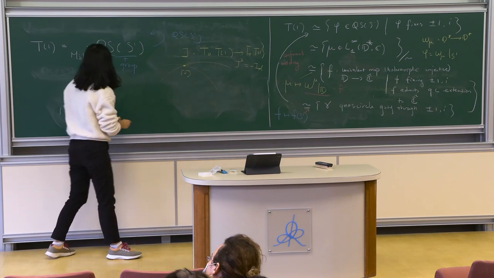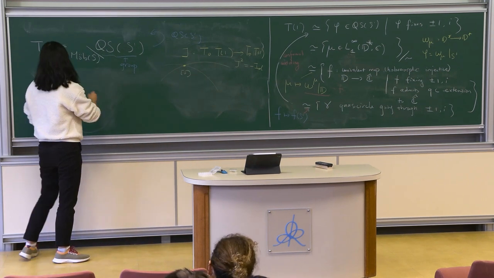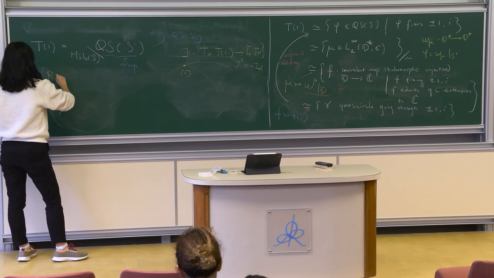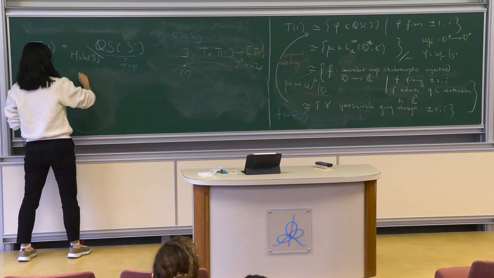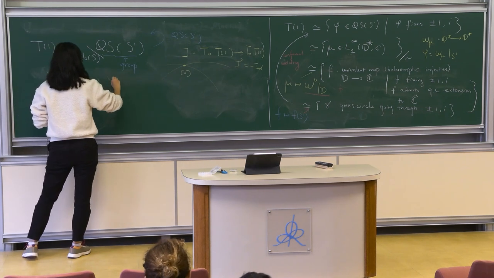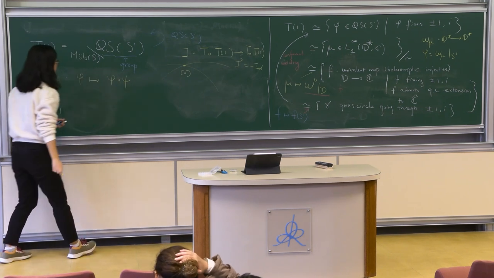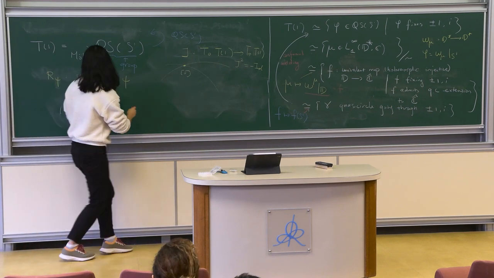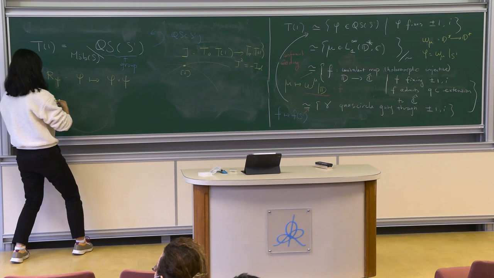And moreover, the right multiplication, this is a map from phi to phi composed with psi, is holomorphic.